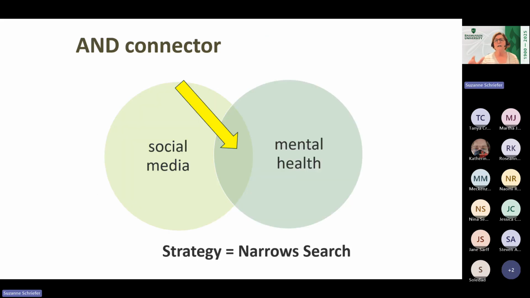Okay, so here's a Venn diagram describing in picture format what I was just telling you about. The light green circle is all the articles in the database that talk about social media. The darker green circle is all the articles in the database that include the words mental health. When you connect them with AND, you're just getting that intersection, with the yellow arrow. So you can see how that really narrows your search. If you're doing a database search and you get like 500,000 articles, think of another concept that you can connect with AND to focus it a little bit.